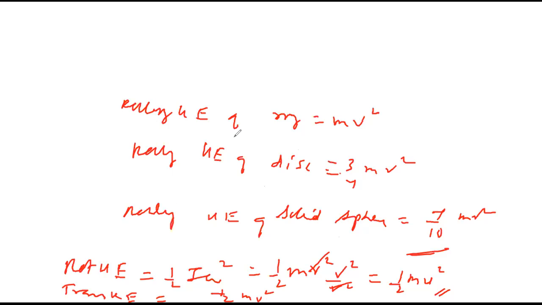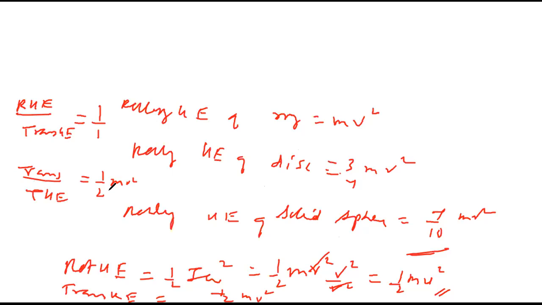So what will be the required ratio? Rotational kinetic upon translational kinetic is 1/1. Then translational upon total will become half mv square upon mv square. So it will become 1:1:2. Right. Understood what I did? I just took the ratio, nothing else. So 1:1:2 came.